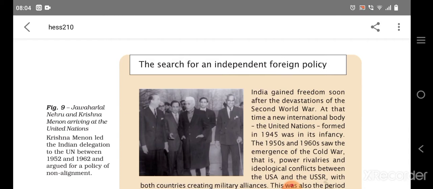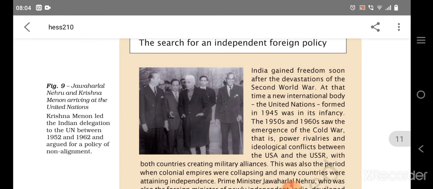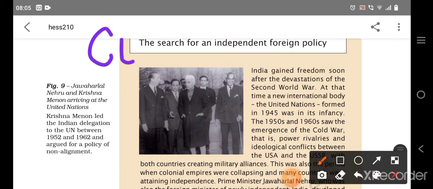Cold War is not as popular as World War First and World War Second, but it was very dangerous and devastating too. Now let's begin. You must be thinking, what is this Cold War I'm saying? What is this Cold War?